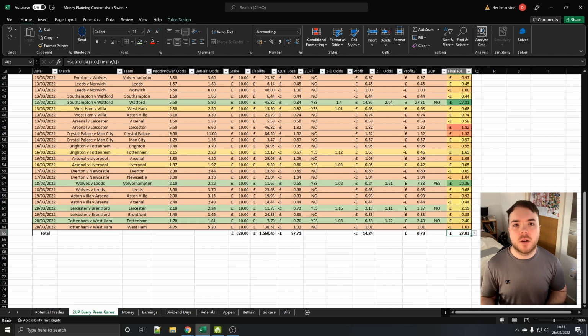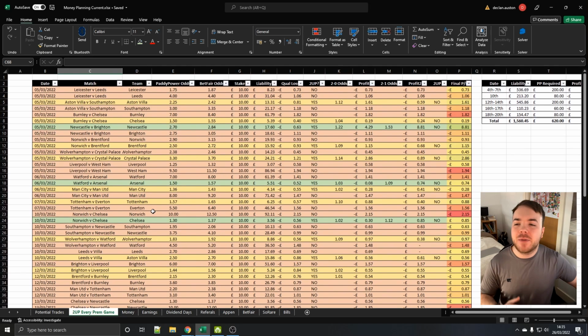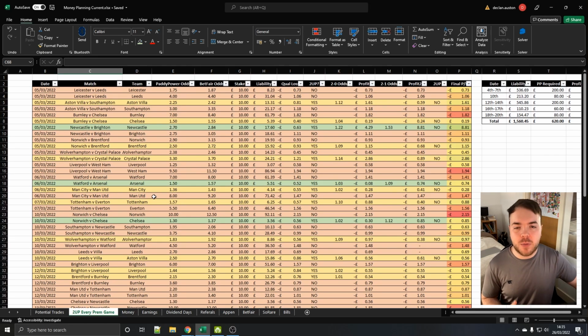Obviously, it's not totally accurate because we did do 62 games throughout this, so it was the equivalent of using £620. So it's not a great profit when you look at it like that. But that was on every single game, which obviously would never be advocated with a 2-up. You should always refine your selection and go for games where you believe it's going to have more of an outcome.